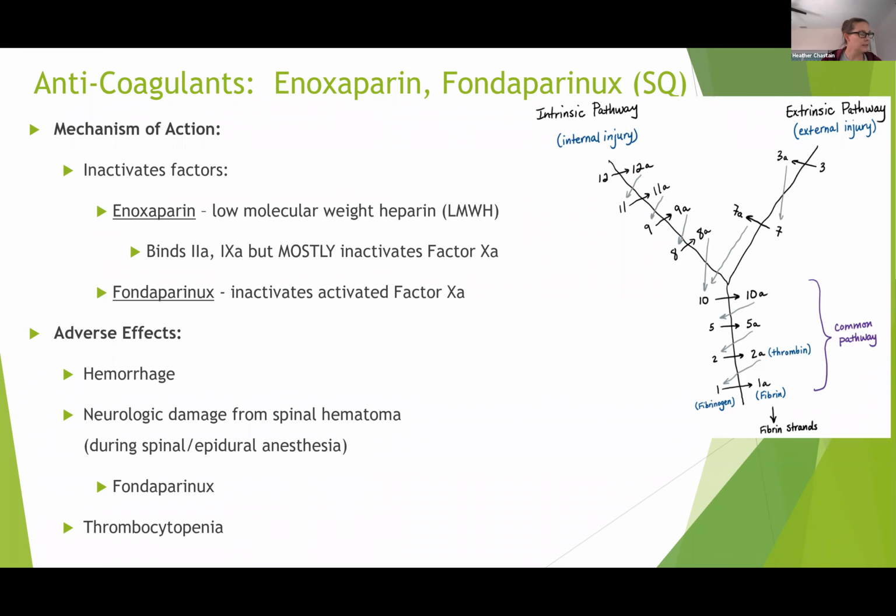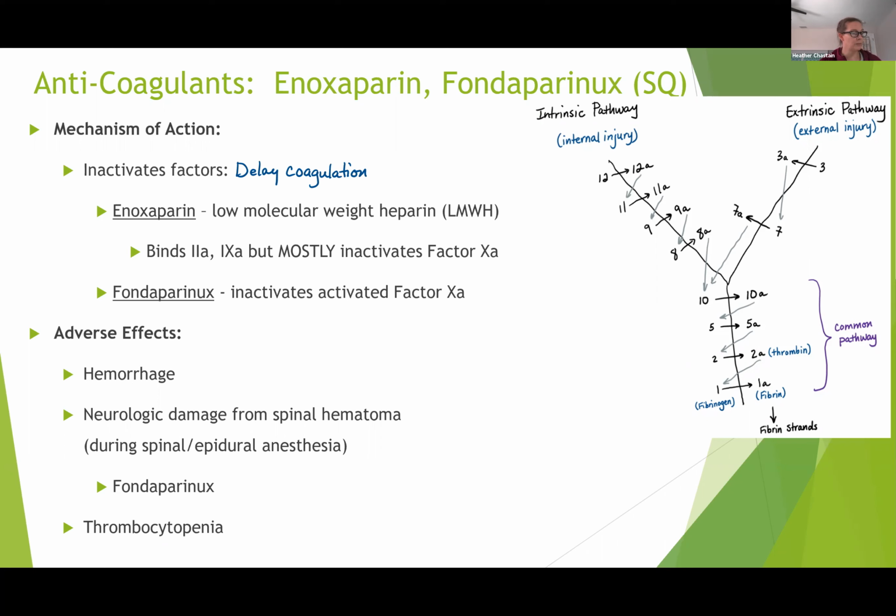All right, so now we're going to talk about another anticoagulant that's an injectable. This is a sub-Q, enoxaparin and fondaparinux, okay? Now, enoxaparin is the main one that we're going to talk about. That is Lovenox. You guys give this all the time in the hospital. So its generic name is enoxaparin. So the mechanism of action is that it inactivates factors. So it's going to delay coagulation process.